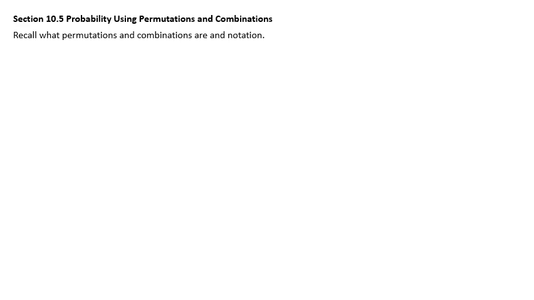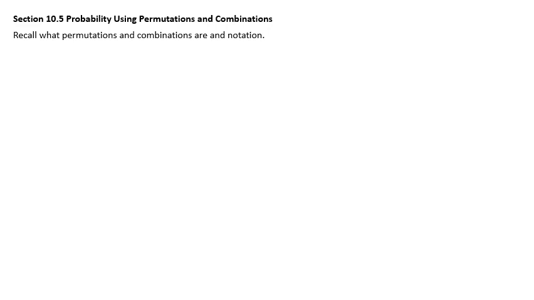Okay, everybody, this is section 10.5, probability using permutations and combinations. We want to recall what a permutation and what a combination are, and the notation. So if you're not familiar with this, you should not be completing section 10.5 right now. You should be reviewing, if I recall, 10.3.